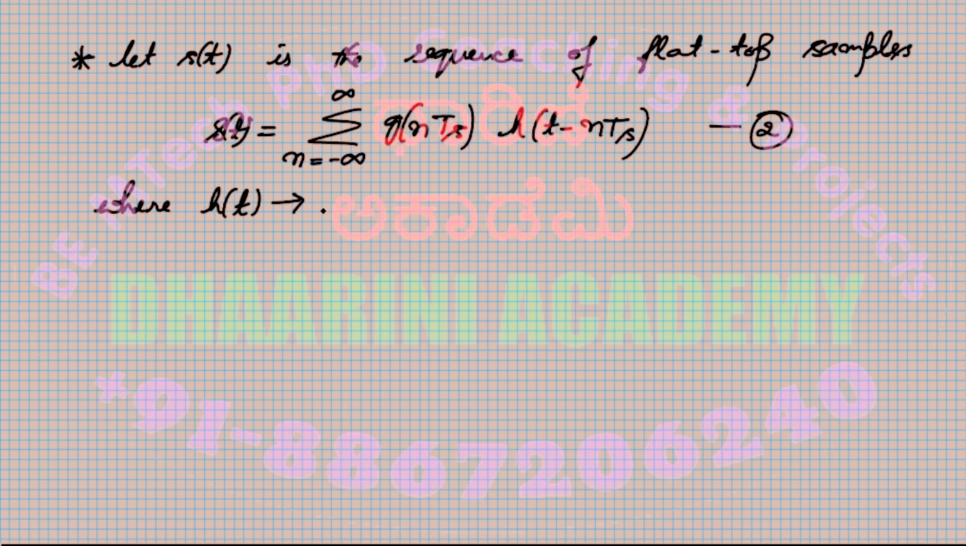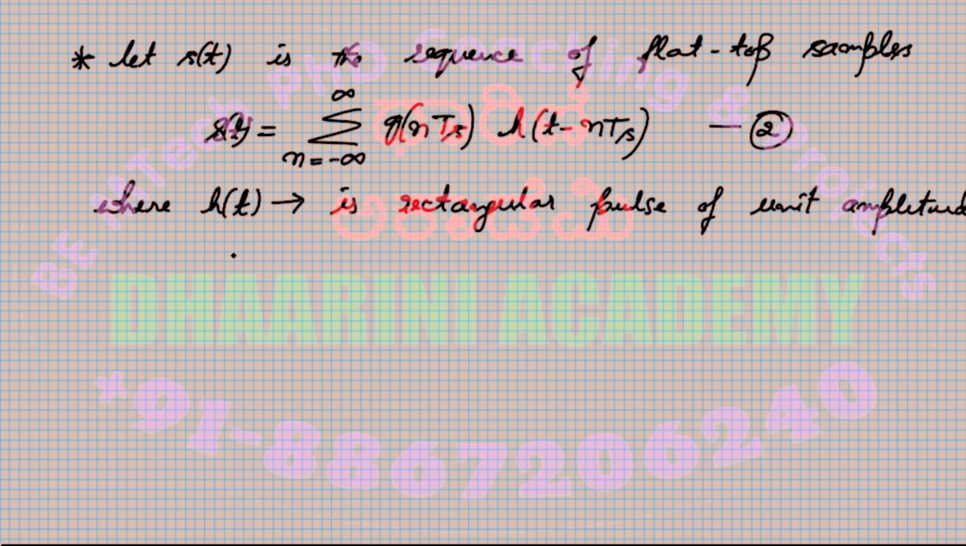So where h of t, okay, let's try to write it in this way. H of t is the rectangular pulse of unit amplitude and the pulse width equal to capital T segments.